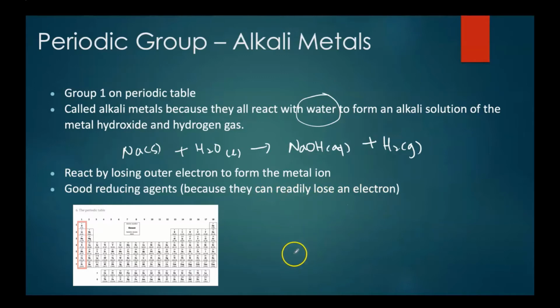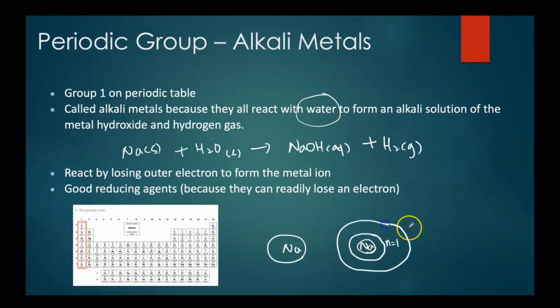So think about sodium. Let's draw the atomic diagram for sodium. Let's say there's a nucleus. Sodium is located in period 3, which means it has 3 energy levels. So energy level 1, energy level 2, and energy level 3.